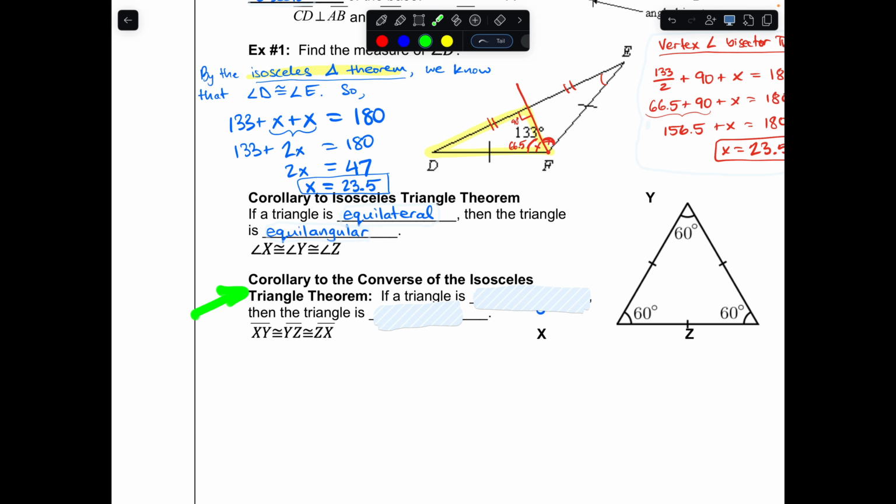We have another corollary to the converse of the isosceles triangle theorem. The converse says that if you have two congruent angles, you're dealing with an isosceles triangle, but you could apply that to these two congruent angles, and then we could say that these two sides have to be congruent. And you end up with the result that all three sides have to be congruent, so an equiangular triangle must also be equilateral.